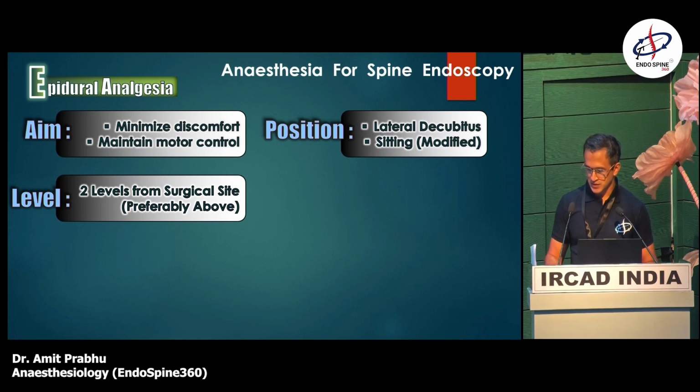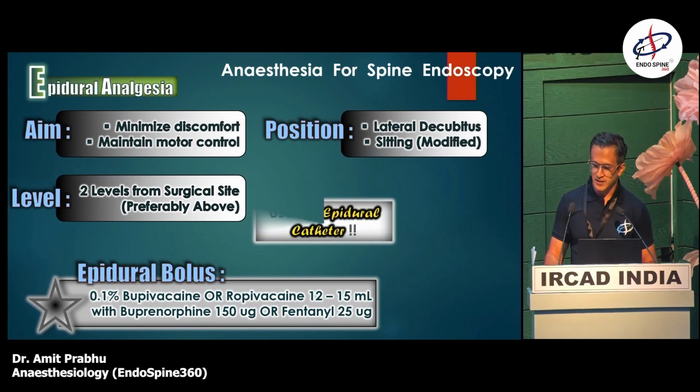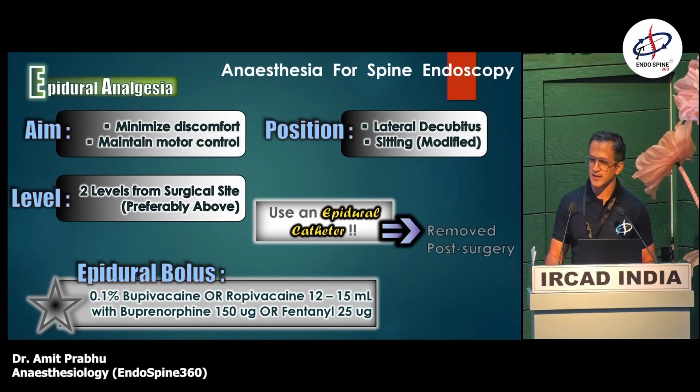The traditional sitting position that we use for spinal anesthesia with legs extended and a rounded back can exacerbate pain and worsen the disc herniation and hence avoided. Now the epidural bolus that we use is 12 to 15 ml of 0.1% bupivacaine or ropivacaine with buprenorphine and or fentanyl as adjuvants. Finally, it's my sincere request that you use an epidural catheter rather than injecting the bolus directly through the Tuohy needle. This catheter can be removed at the end of the surgery.